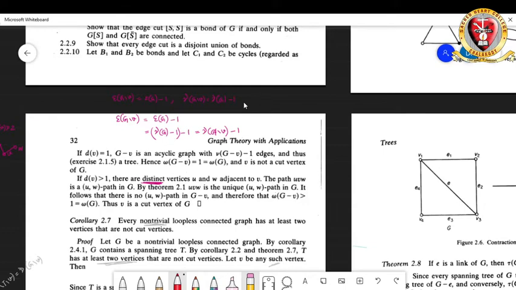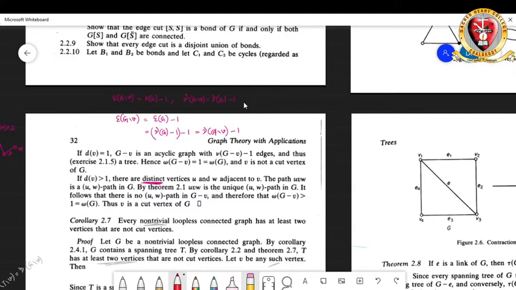We proved that when degree of v is equal to 0 or 1, v will not be a cut vertex, and for the last case, when degree of v is strictly greater than 1, we proved that the vertex v is indeed a cut vertex of G. That's how we ended up with theorem 2.7.